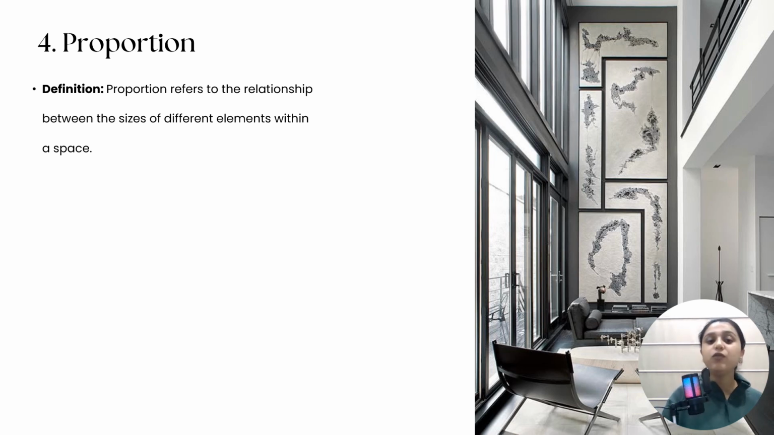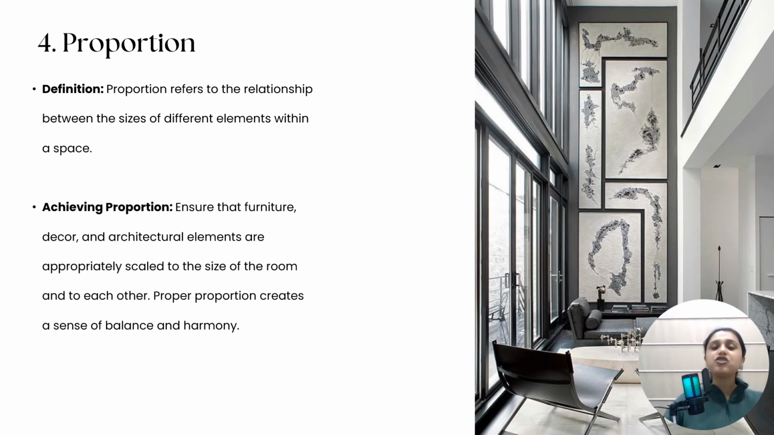So it's very important for us to balance it out and to achieve proportion in such a way that the furniture does not look out of place. Ensure that the furniture, decor, architectural elements are appropriately scaled to the size of the room and to each other. Proper proportion creates a sense of balance and harmony. Now, proportion is also one of the design principles, but it is also helping you achieve balance and harmony. If you create proportionate spaces, in a way, you're already creating a balance and sense of harmony.